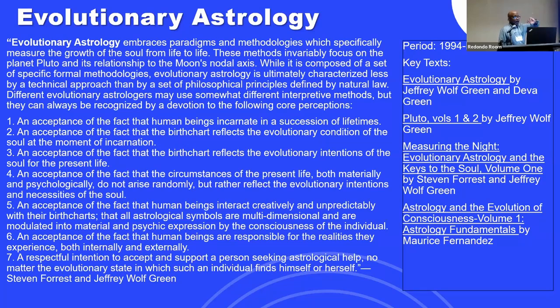And so you see spelled out here, what are those natural laws and what they see as those key principles. Again, I'm not going to read all 7, but since this came from the key progenitors of evolutionary astrology, Stephen Forrest and Jeffrey Wolf Green, those names, and you see those books referenced on the right, and including Maurice Fernandez, even though I wouldn't call him necessarily a progenitor, that gives you a sense of what evolutionary astrology is about.